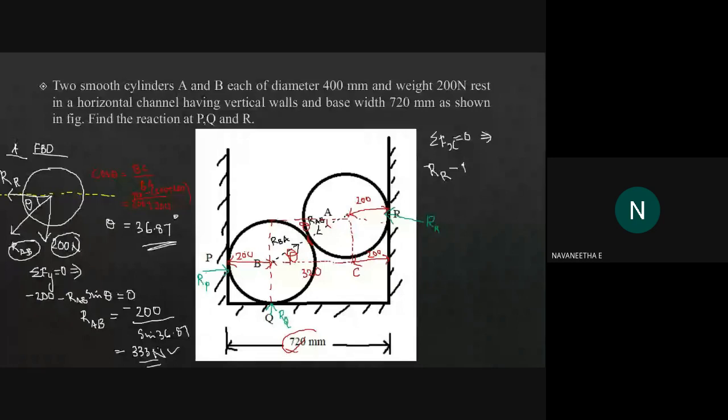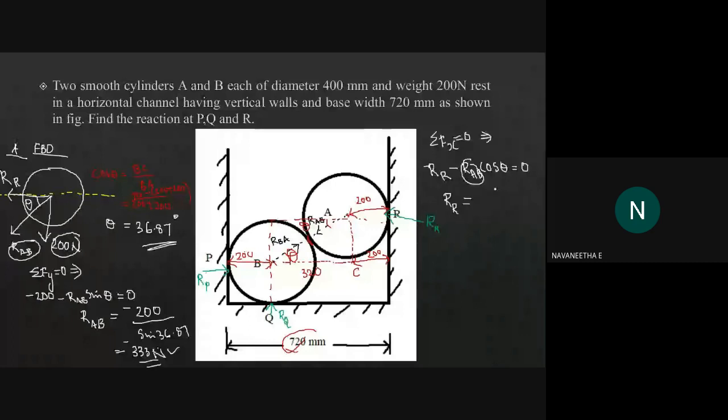RAB cos theta equal to 0. Here RAB, we got an answer that is negative 333. So put the value here. So what is RR? RR equal to what? RAB cos theta. You will need to put the sign also here, okay? RAB negative 333. Then the next step in your equation will be like this: negative RR plus RAB cos theta.